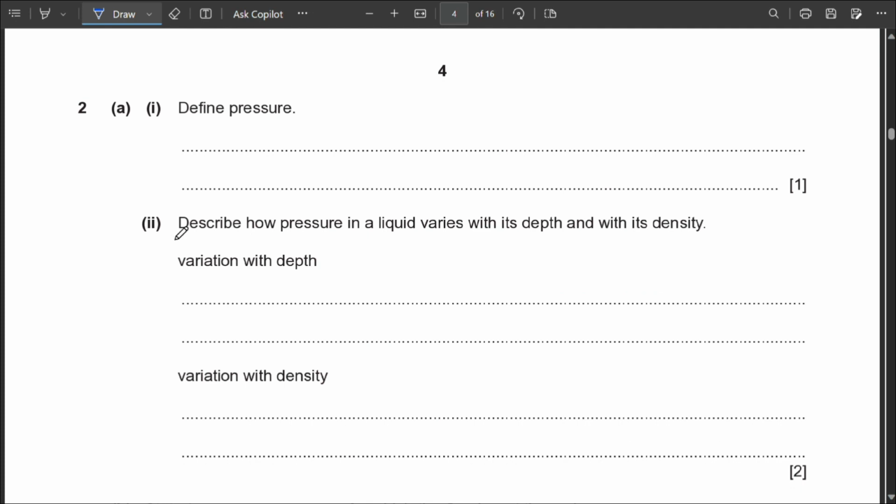Now, question 2A part. They are saying define pressure. So what is pressure? We know that pressure is force per unit area, given by the formula P equals F upon A, where F is the total force and A stands for area. Second part: describe how pressure in a liquid varies with its depth and with its density.